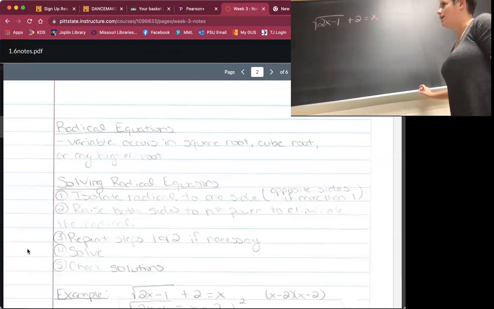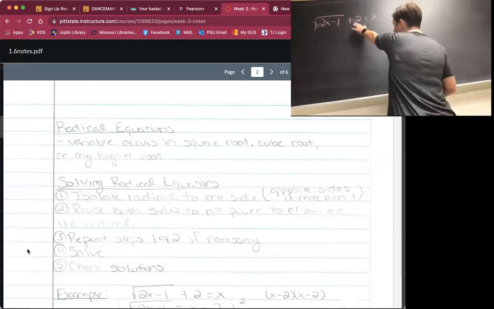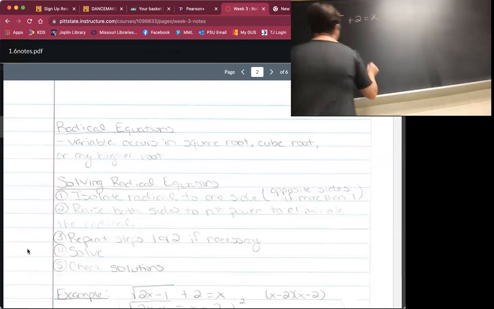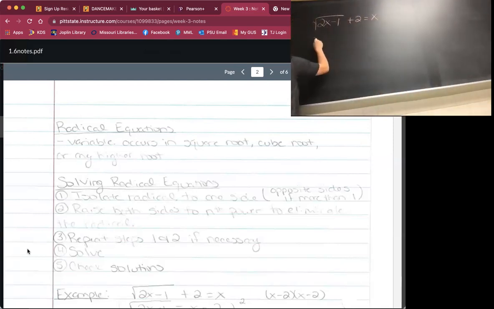Step 1 says we have to isolate our radical. Well, it's not totally isolated yet because we have that plus 2. So I'm going to subtract 2 over. So I have the square root of 2x minus 1 equals x minus 2. Now my radical is isolated, and since it's a square root, I'm going to raise both sides to the second power.